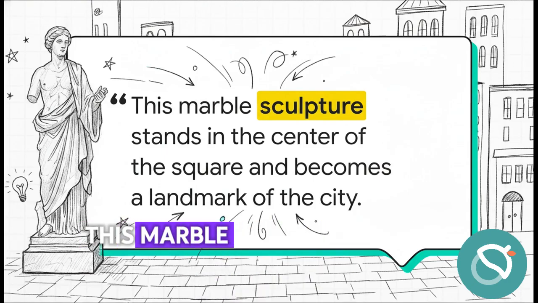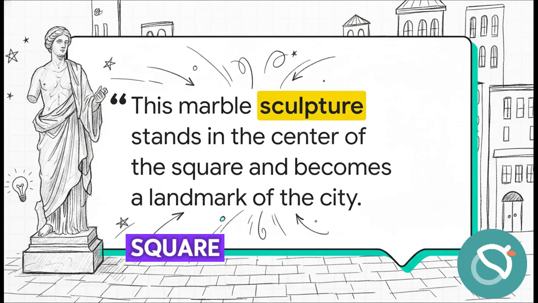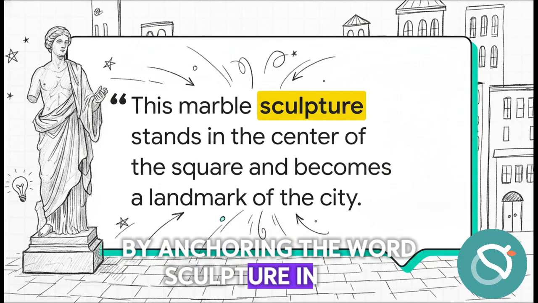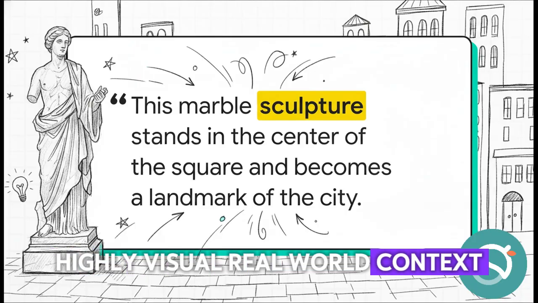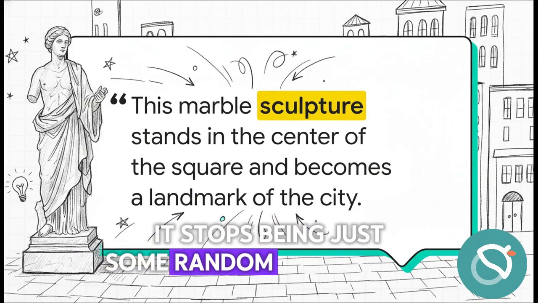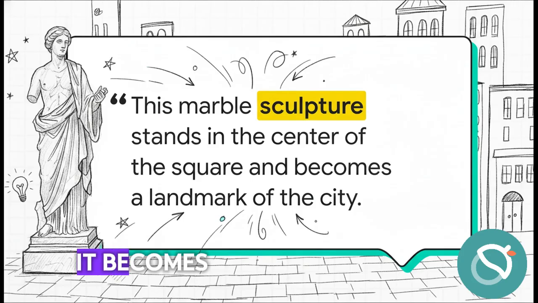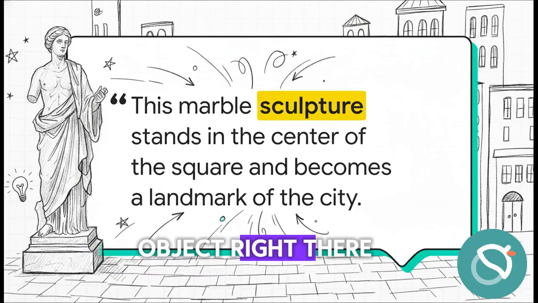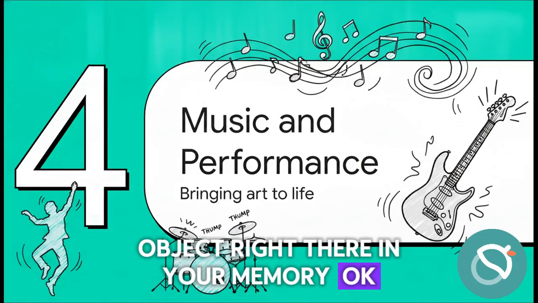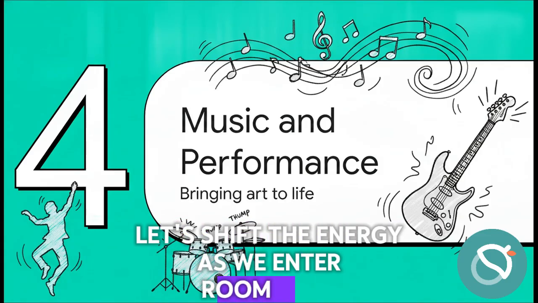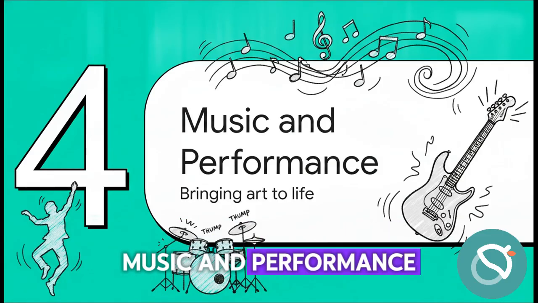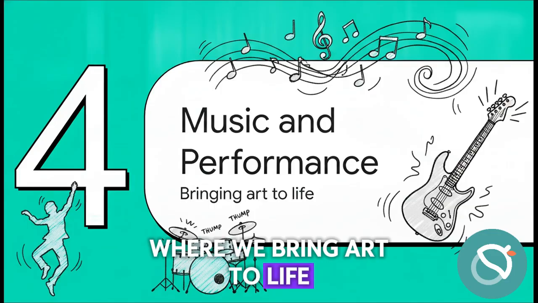This marble sculpture stands in the center of the square and becomes a landmark of the city. By anchoring the word sculpture in this highly visual real-world context, it stops being just some random vocabulary word on a page. It becomes a three-dimensional object right there in your memory. Okay, let's shift the energy as we enter room 4, music and performance, where we bring art to life.